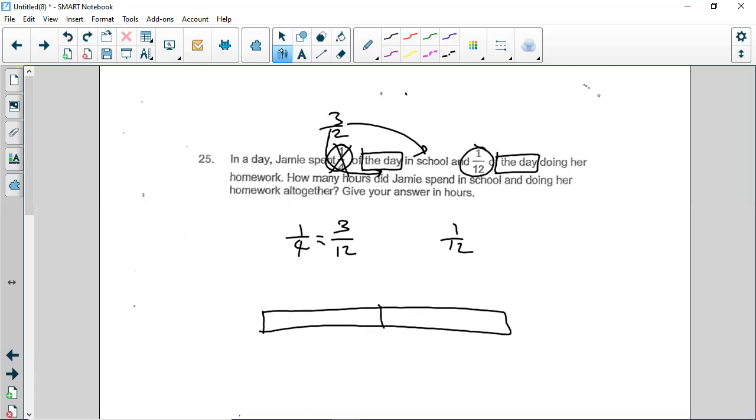So the day has how many units? 12 units. 6, 7, 8, 9, 10, 11, 12. And 3 units of the day are spent in school. And 1 unit of the day is spent doing homework. Right? So how many hours did Jamie spend in school and doing homework together?